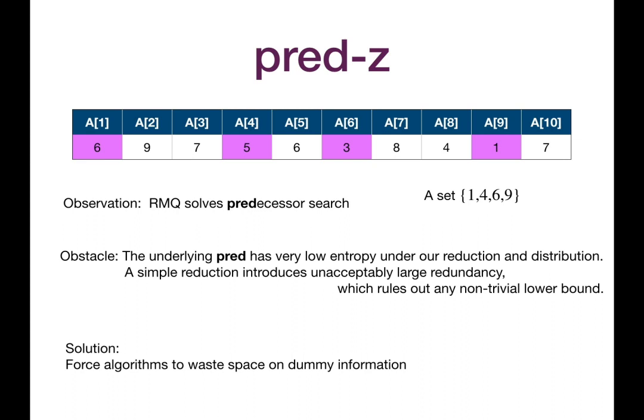However, an obstacle emerges immediately. The underlying predecessor search has very low entropy under our reduction and distribution. A simple reduction introduces unacceptably large redundancy, which rules out any non-trivial lower bound. Our patch is simple. We force the algorithms to waste space on dummy information, which is the Z.